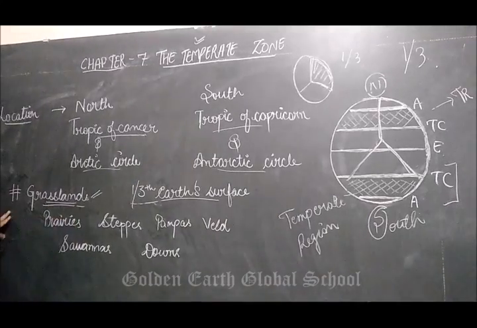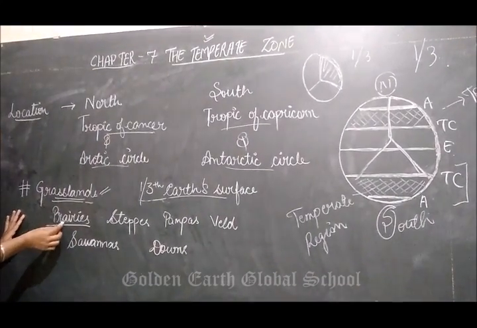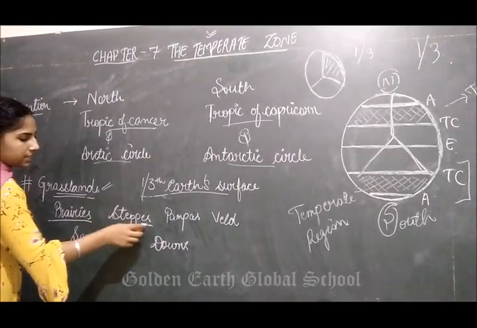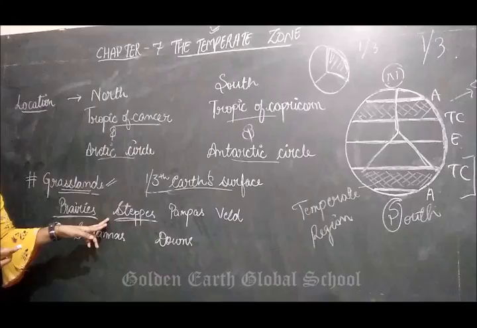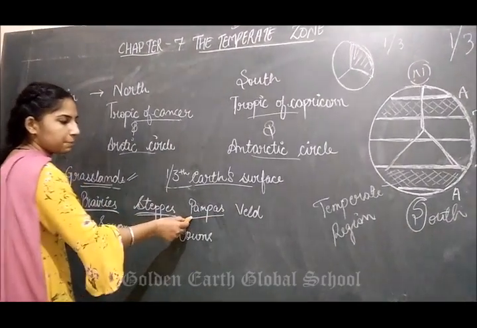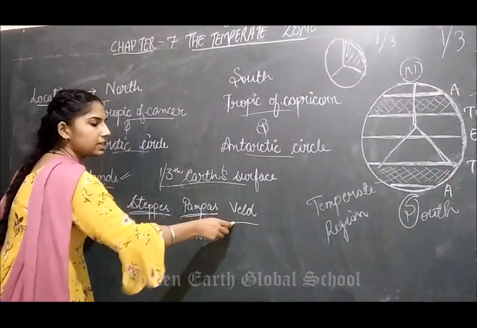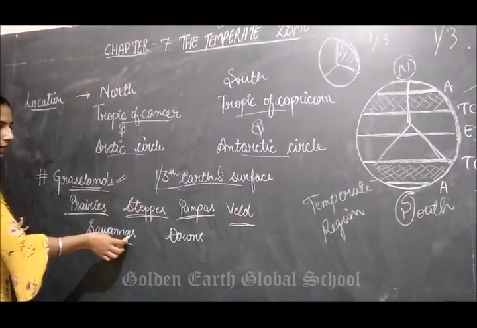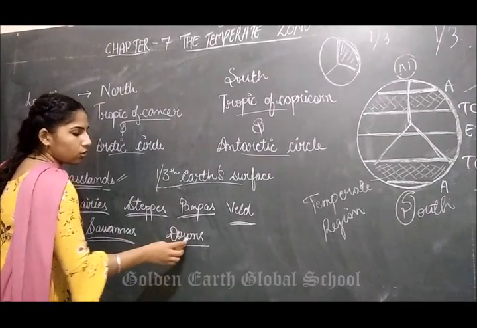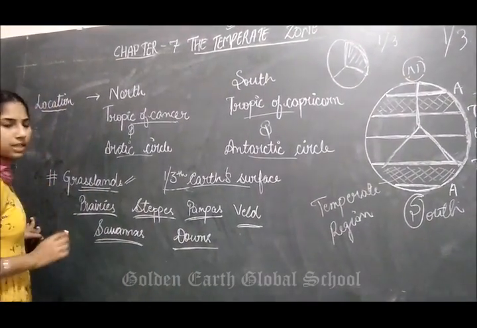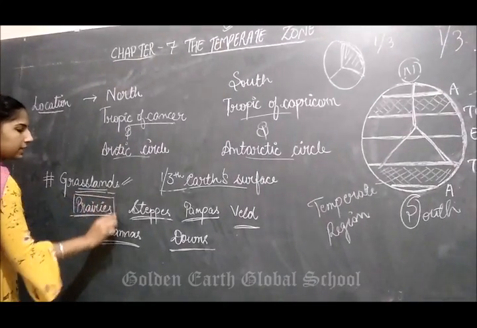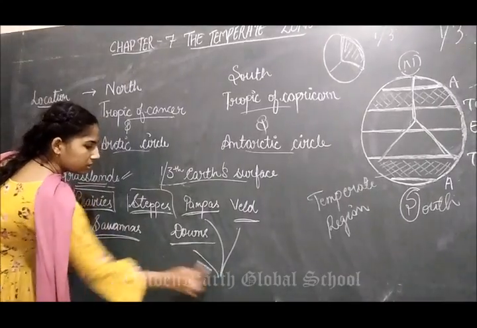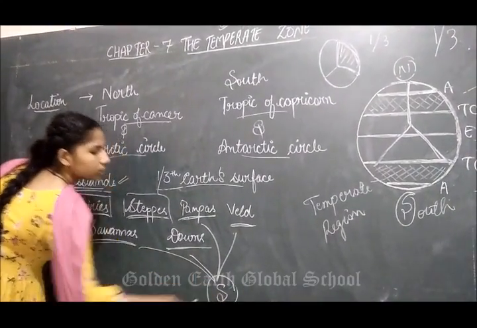Now the different types of grassland: prairies and steppes, both found in the north, whereas the pampas, veld, savannas, and downs are found in the south.